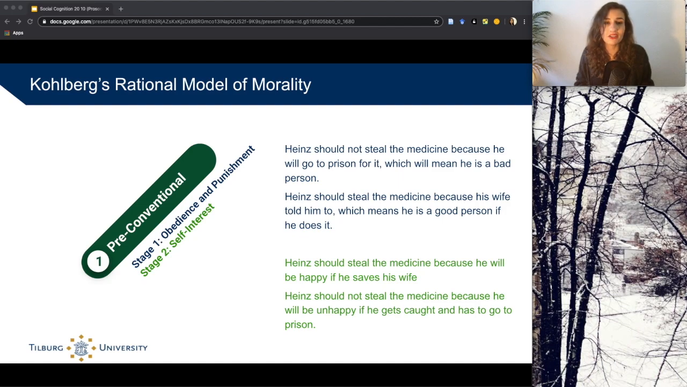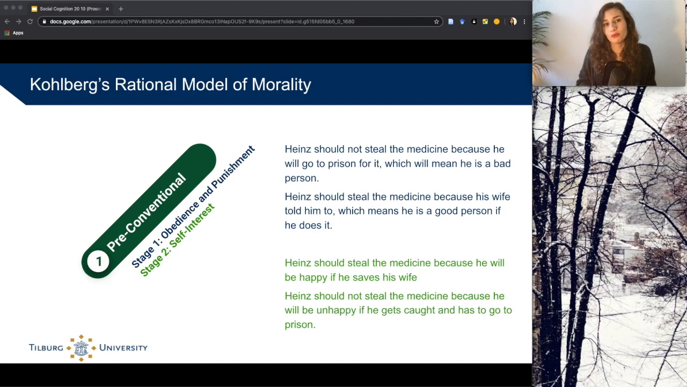So this is clearly focused on abiding by some rule, a law for instance, and being punished if you don't do it. And another example, now arguing for the other direction, would be Heinz should steal the medicine because his wife told him to, which means he's a good person if he does it. So this is also about just bowing to authority, doing in this case what his wife told him to do.